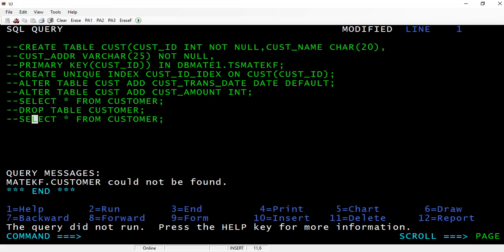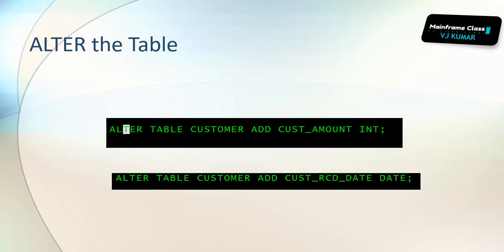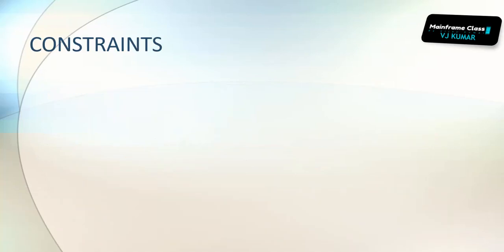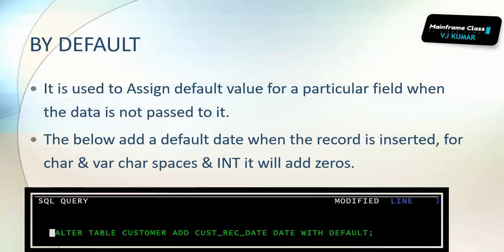So these are the three basic commands that we'll be using as part of DDL, that is data definition language. What has been covered so far? Create, alter, and drop. These are the three important things that we have covered so far. We also saw the by default clause and the importance of it. Again I repeat, default is used to assign the default value of a particular field when the data is not passed to it. Next topic will be on referential integrity, so we'll discuss that.